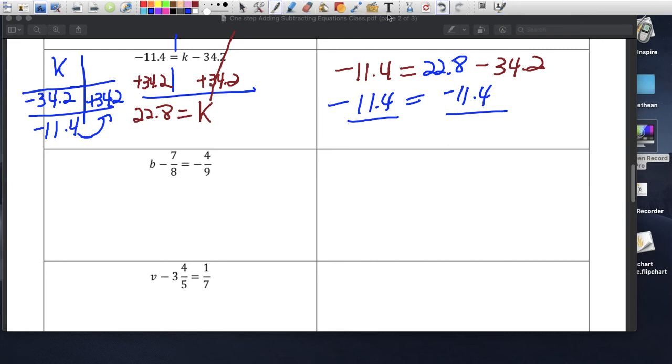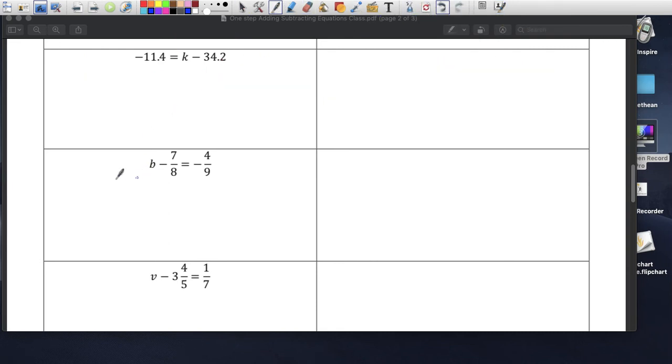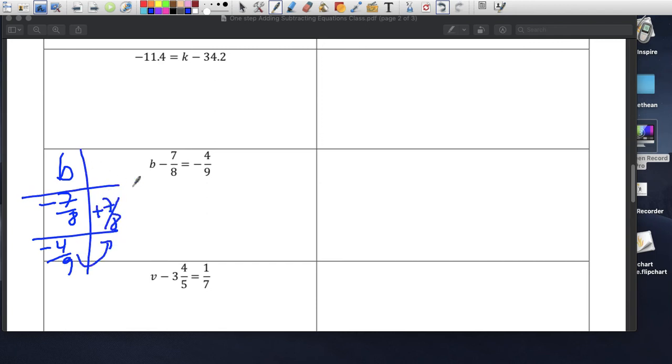Fraction, yay, especially because I don't have a fraction calculator. Variable b, minus 7/8 is equal to negative 4/9. So going backwards, I'm going to do plus 7/8. The inverse operation of subtraction is addition, so I'm going to add 7/8 on this side, and I'm going to add 7/8 on that side.